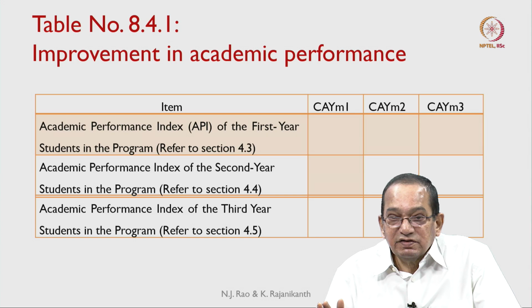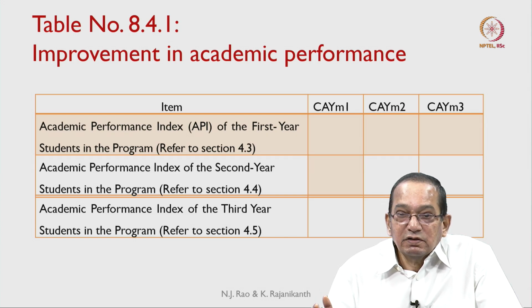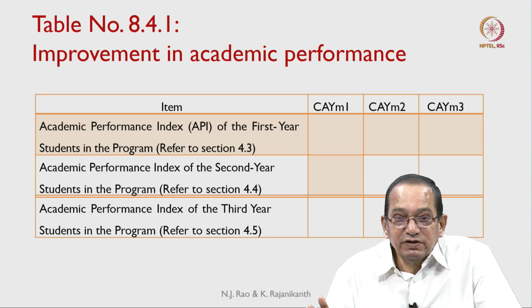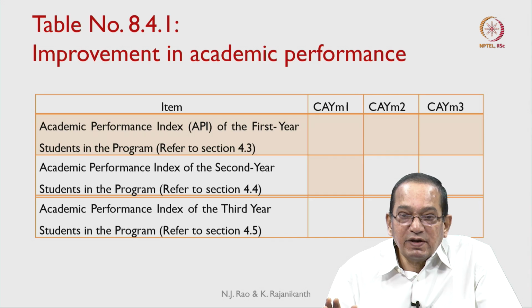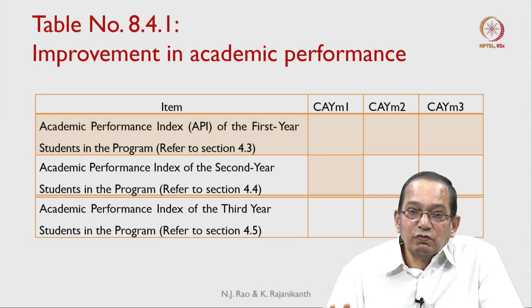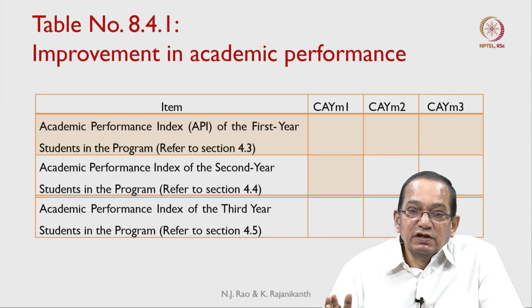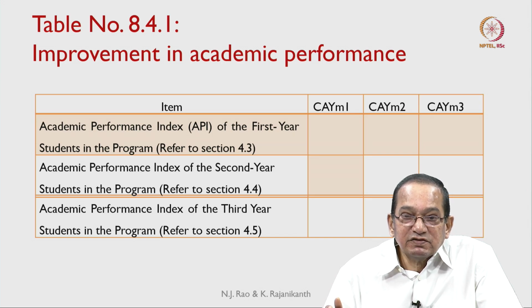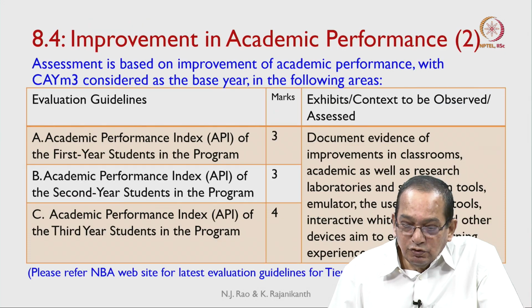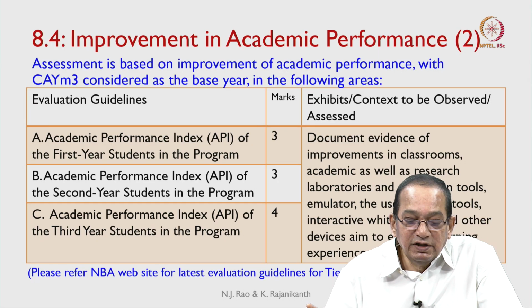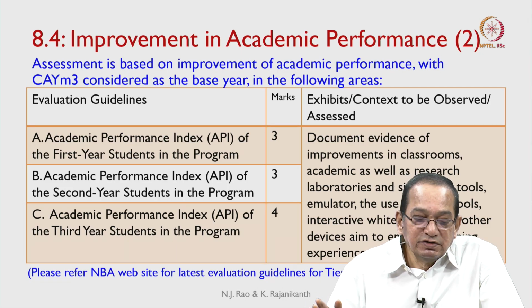Once again the base year is CAY M3, the last column here. What were the API values for first year, second year and third year in CAY M3? Then in the next year CAY M2, what has been the improvement in the API values? Then in the next year CAY M1, what is the improvement? Improvement in academic performance over a 3-year period, again the quantum by which the improvement took place, and how the visiting team looks at these improvements, is all subject to perception involved. Though the marks are listed, how many marks would be awarded depends upon the perception of the visiting team.